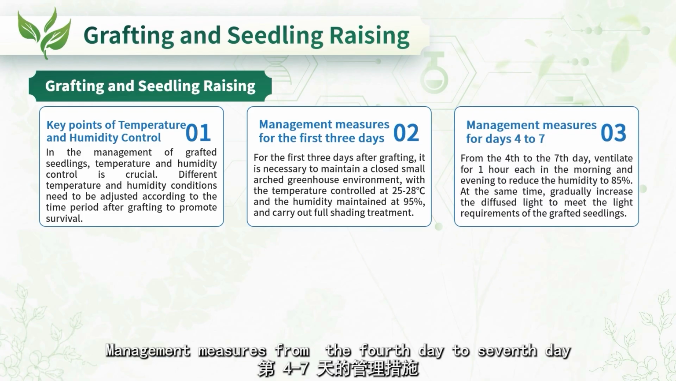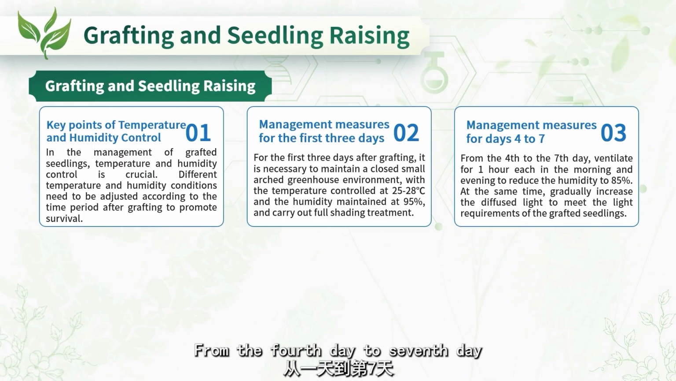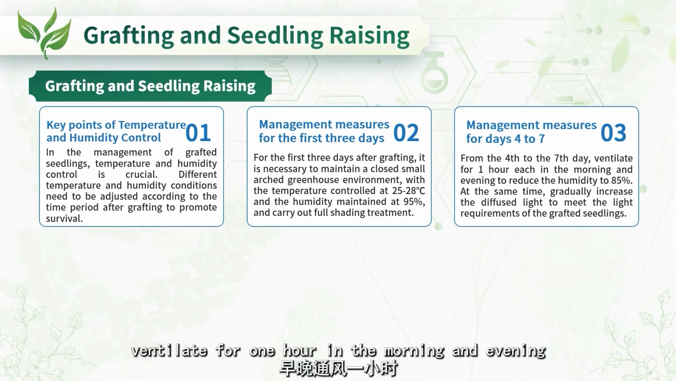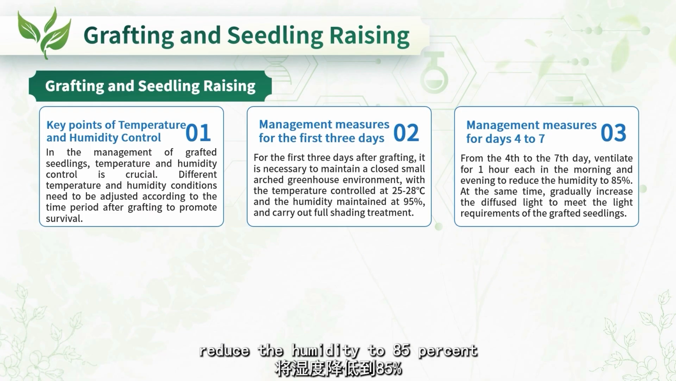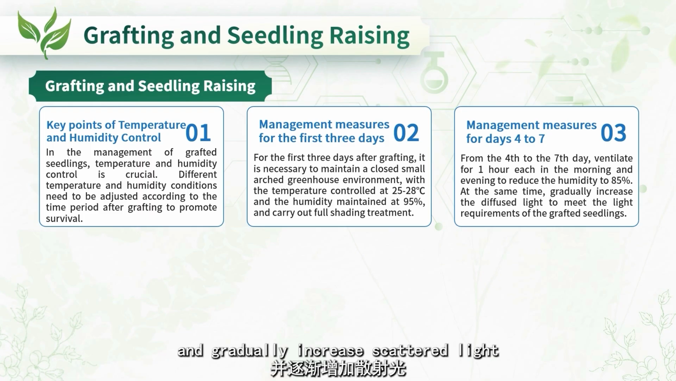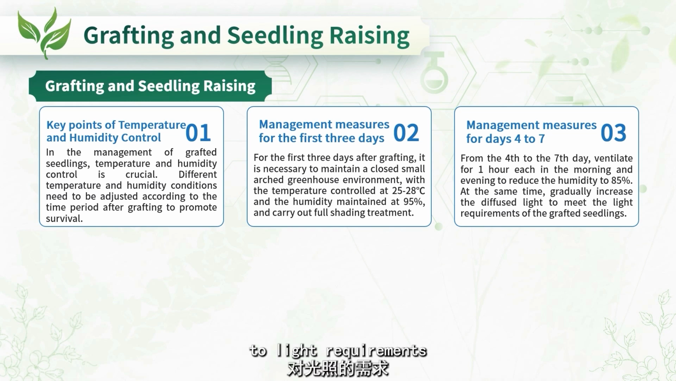Management measures from the 4th day to 7th day. From the 4th day to 7th day, ventilate for 1 hour in the morning and evening. Reduce the humidity to 85%, and gradually increase scattered light to adapt the grafted seedlings to light requirements.